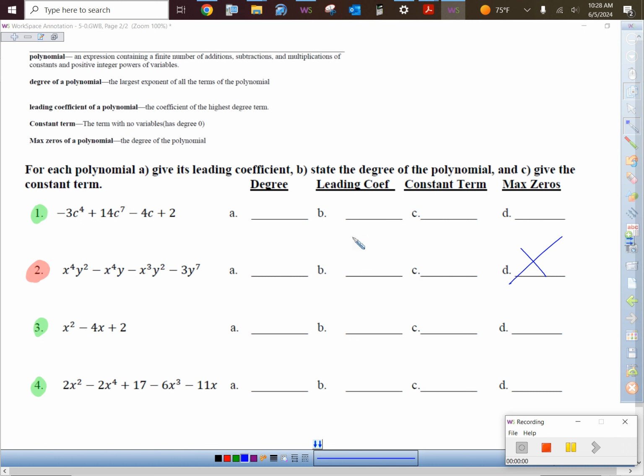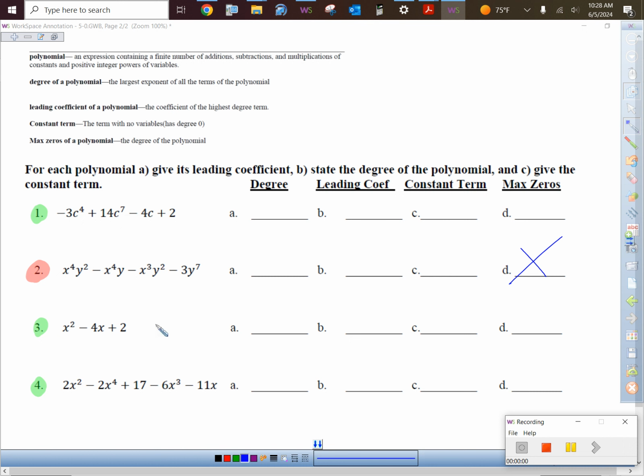They're asking us to find the degree, the leading coefficient, the constant term, and the max number of zeros for these polynomials. So you can see I got 4 examples today. That's it. And the green ones are all polynomials that are in one variable. Like in number 1, there's nothing but c's. I don't care if they're to the 4th power, 7th power, or whatnot.